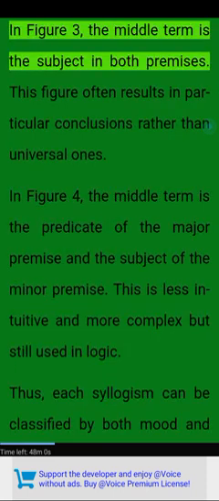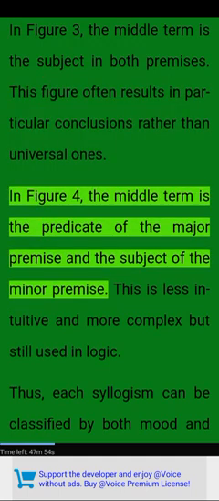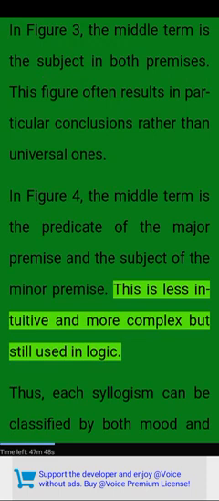In figure 3, the middle term is the subject in both premises. This figure often results in particular conclusions rather than universal ones. In figure 4, the middle term is the predicate of the major premise and the subject of the minor premise. This is less intuitive and more complex but still used in logic.